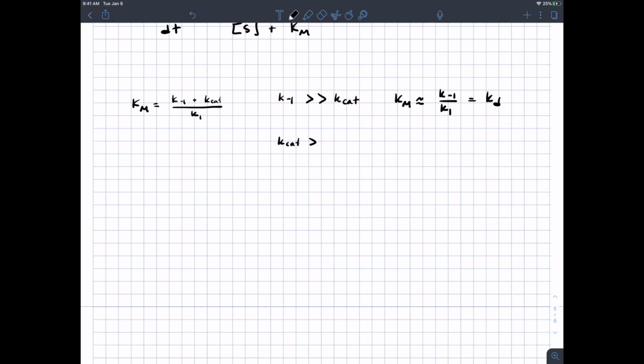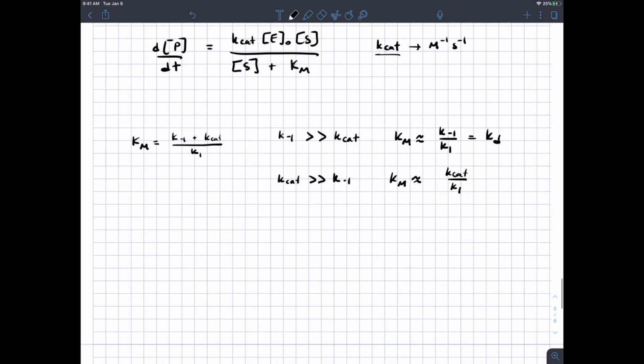But there's an alternative regime in which K cat is much, much greater than K minus 1. Then Km resembles K cat over K1. And how do you interpret that? What units does it have? It still has units of molar. It's not clear what that means. But it doesn't mean KD, whatever it means. All right? So if you hear people interpreting the Michaelis constant as a binding constant, that's only accurate under certain situations.